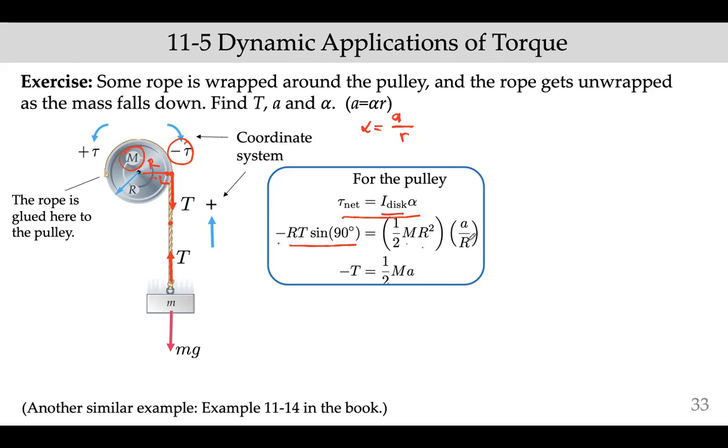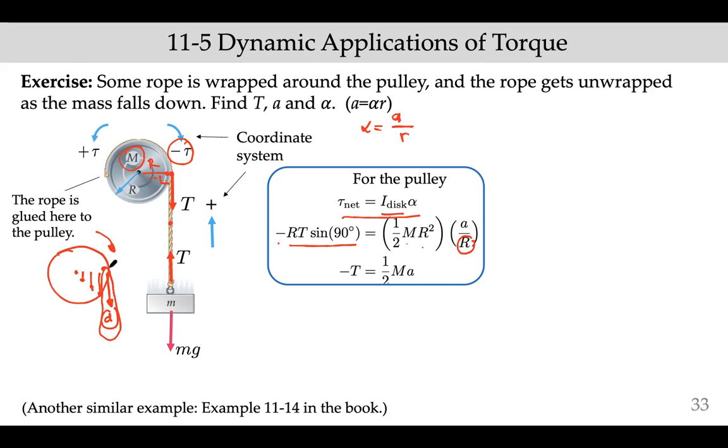So that's why I'm using uppercase R, which is all the way at this point. Again, if you have a pulley like this, it's rotating clockwise. So we can talk about linear acceleration at different points. They have different values, and at the rim, it's maximum. I'm interested in finding this one.